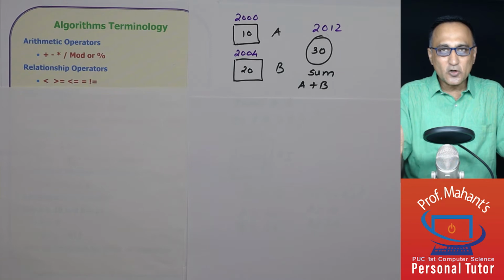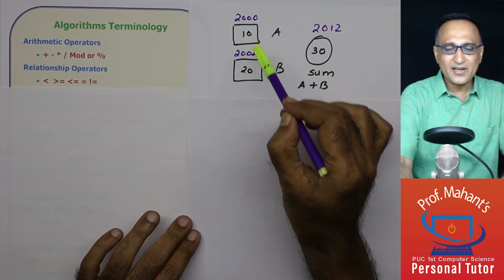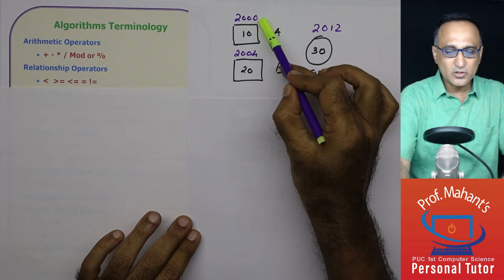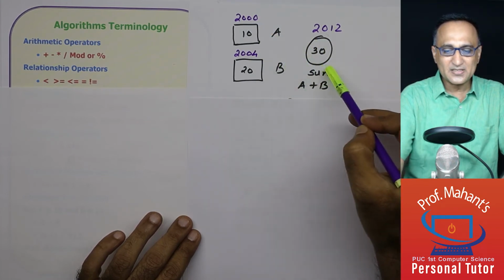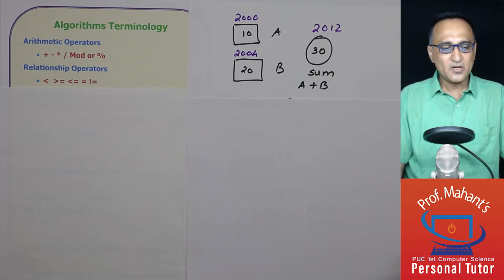Memory locations or variables have three things associated with them. The first is they will have some value. In this case, the value is 10, 20 and 30. They will have some address. What are the addresses? 2000, 2004, 2012, which are the addresses of A, B and sum respectively. So this should be your first concept.